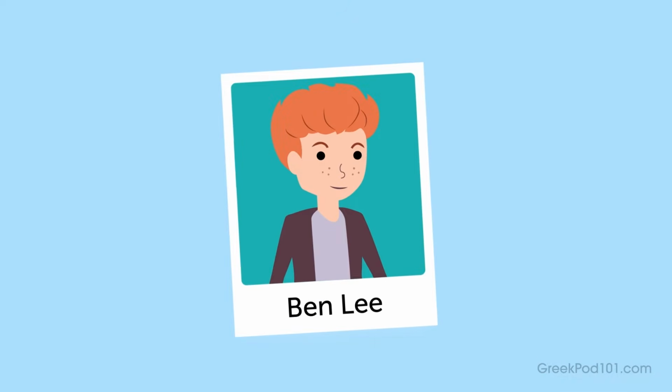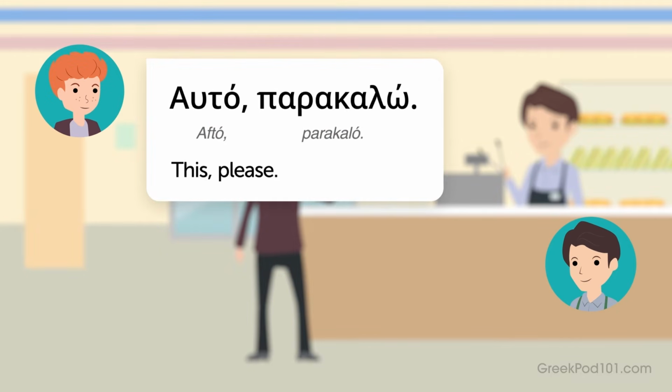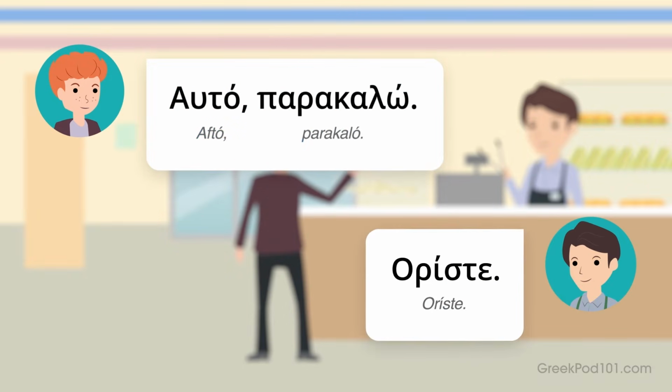This is Ben Lee, and he's at a grocery store. After finding something he likes, he points and says, "This, please." Αυτό παρακαλώ. Listen to the conversation. Focus on Ben's request. Ready?